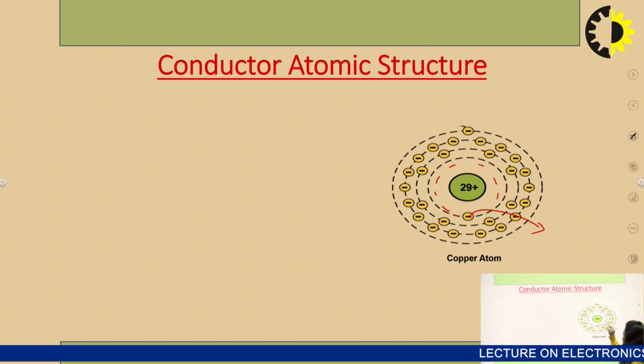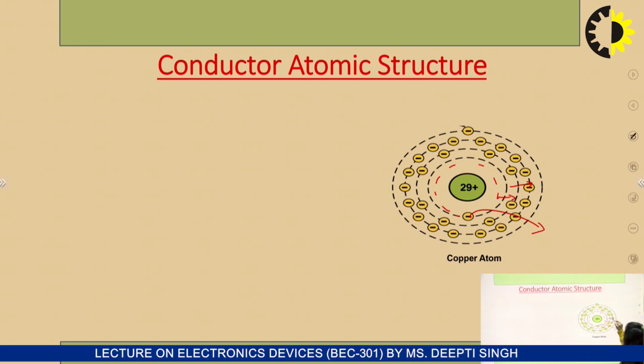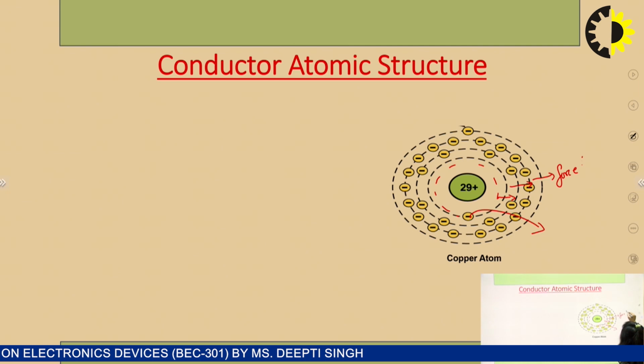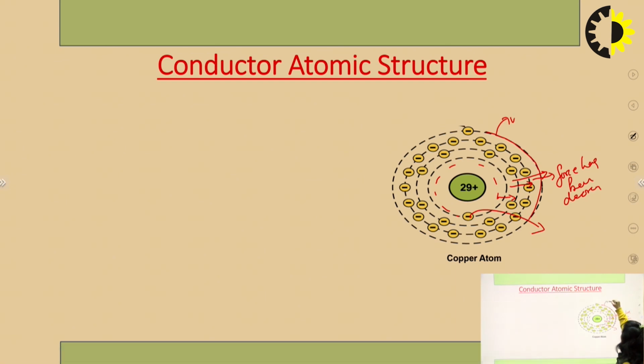As the orbit's distance increases from the innermost orbit to the outermost orbit, we will see that the force decreases as we move towards the outer orbit. So the outermost orbit has the weakest force.